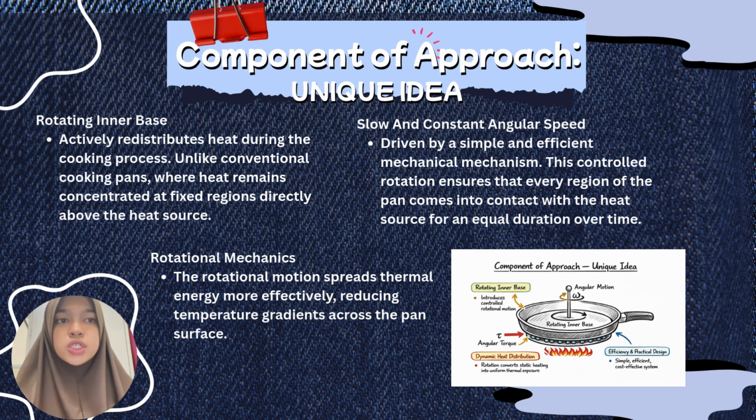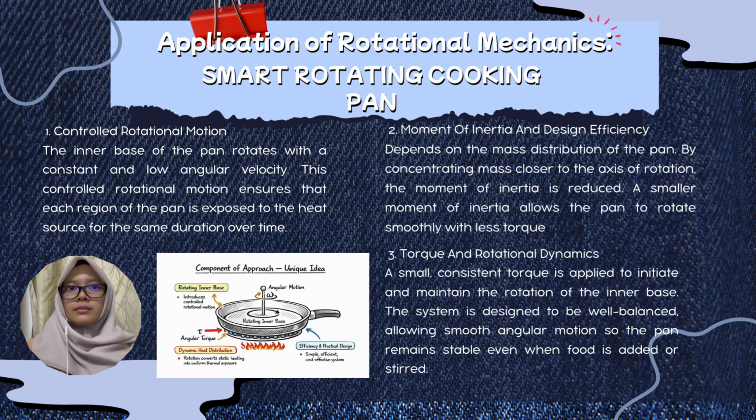The rotational motion spreads thermal energy more effectively, reducing the temperature gradient across the pan surface. This improves overall cooking efficiency and minimizes the risk of food burning due to localized overheating. So, the rotation is carefully designed to be slow and stable, ensuring user safety and preventing food from spilling.